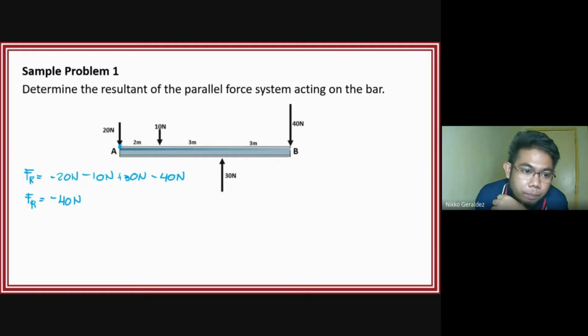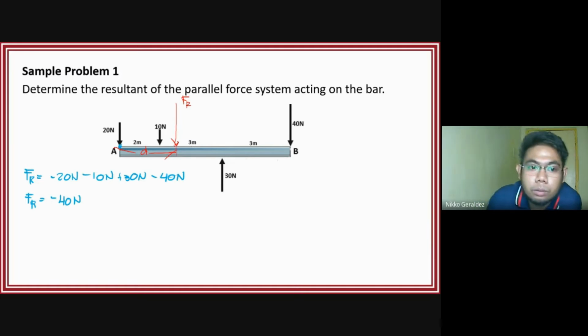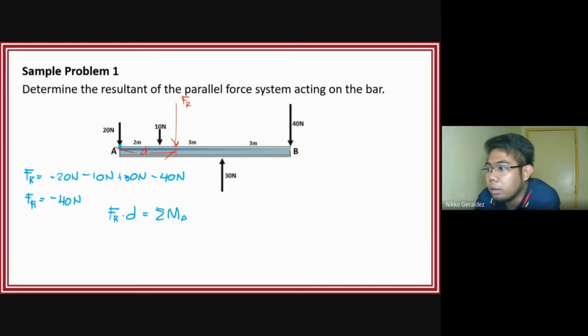So, halimbawa, basta right of A, ito yung resultant force mo, FR. So, ano yung distance niya from A? Yung perpendicular distance d. So, gagawin natin, using Varignon's theorem, resultant force times perpendicular distance d, so equal to summation of moments at point A. So, provided, clockwise, positive. Lagyan natin, clockwise, positive.